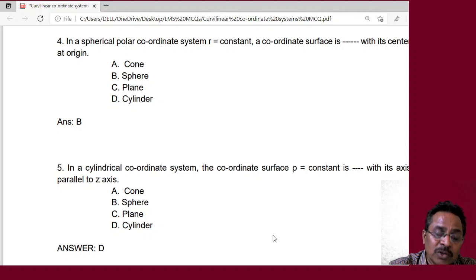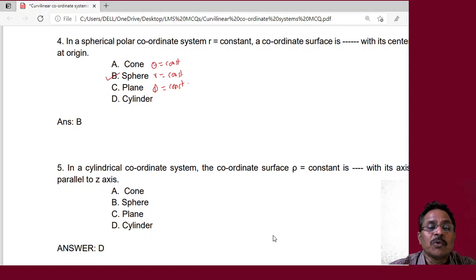Then this problem is also related to the same concept, that is, the spherical polar coordinate system. Now this time r is constant, so the coordinate surface is going to be a sphere. So r constant is a sphere, theta equal to constant is a cone, and phi equal to constant is a plane. Remember, these three coordinates r, theta and phi decide what type of coordinate surfaces there will be.